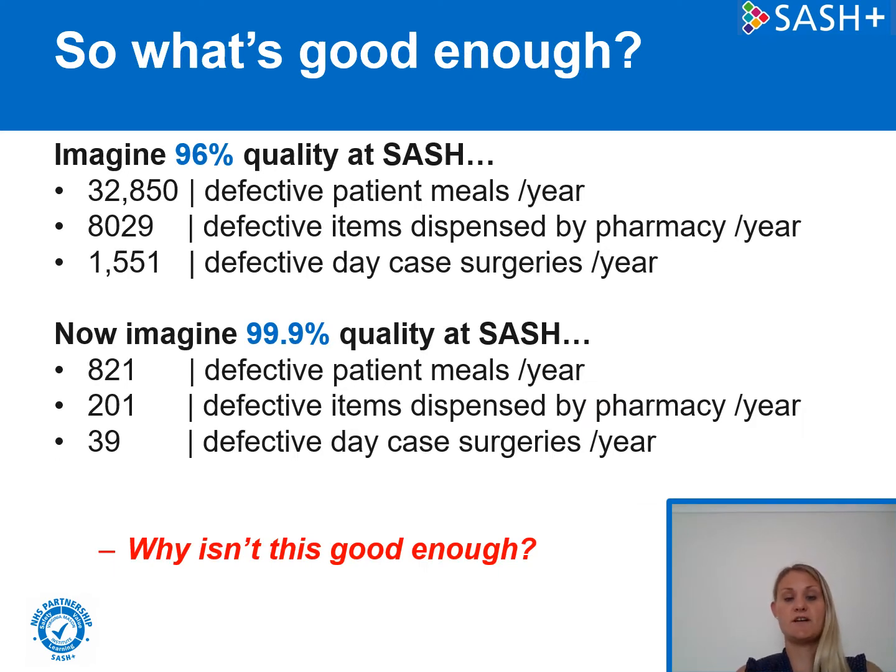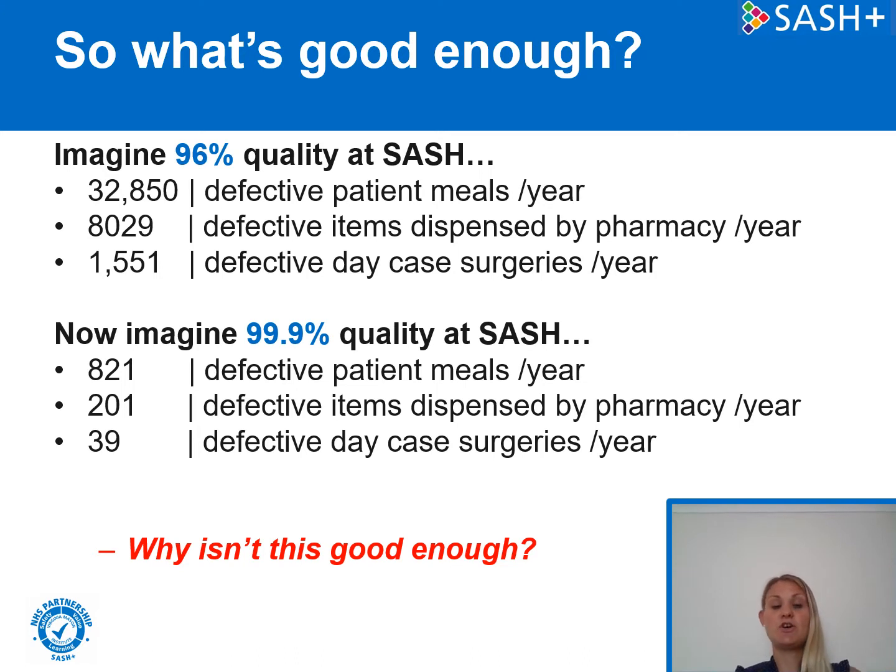So what's good enough? If we imagined 96% quality at SASH, this would equate to 32,850 defective patient meals a year, 8,029 defective items dispensed by pharmacy a year, 1,551 defective day case surgeries a year.